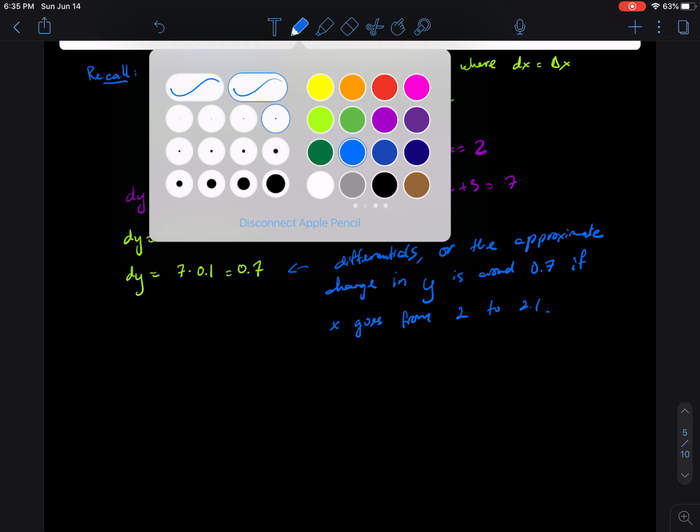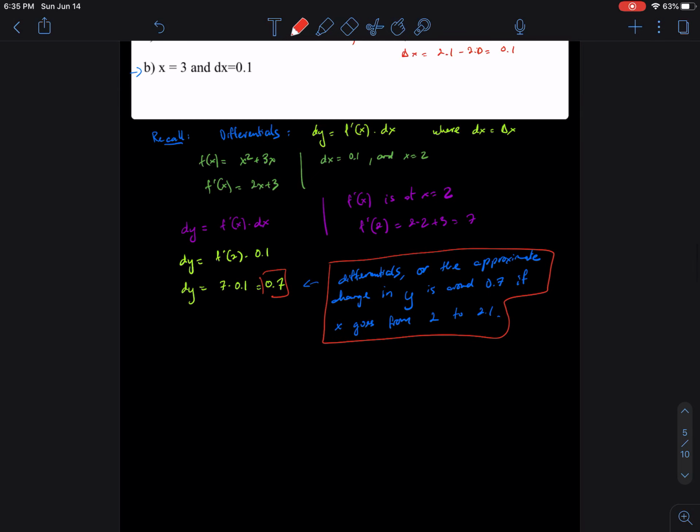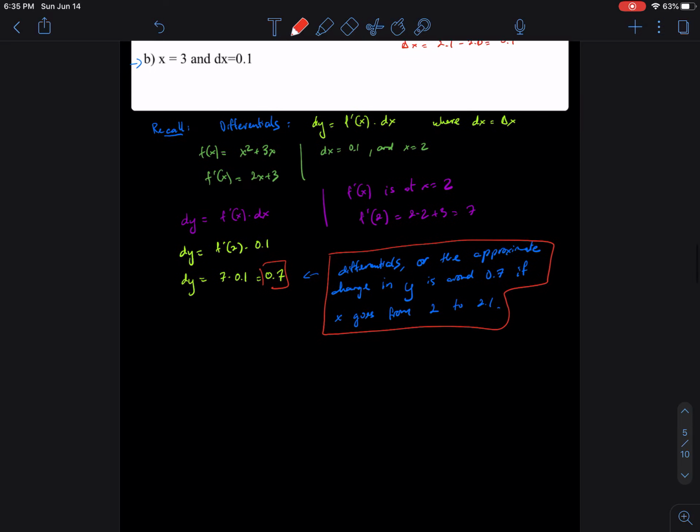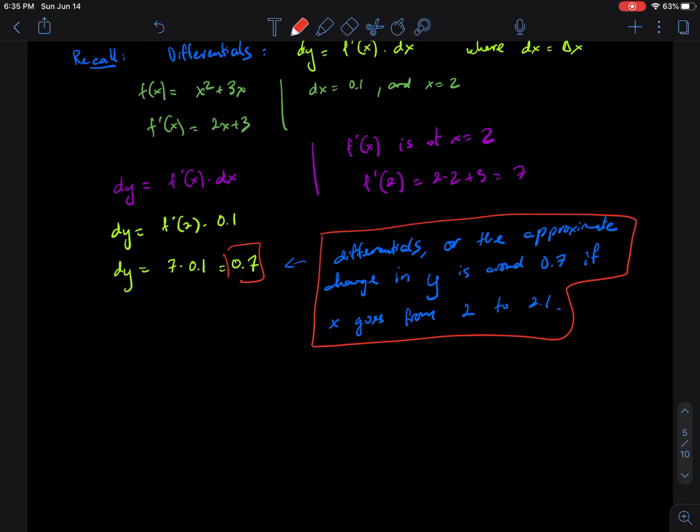This 0.7 is how much the y value approximately changes if x is increased by 0.1 from the position of 2. Once we do the second example, it is going to be a little more realistic. Well, not realistic, but it will still make a little more sense with this math problem here. So let me just go ahead and explain furthermore what this 0.7 represents here.